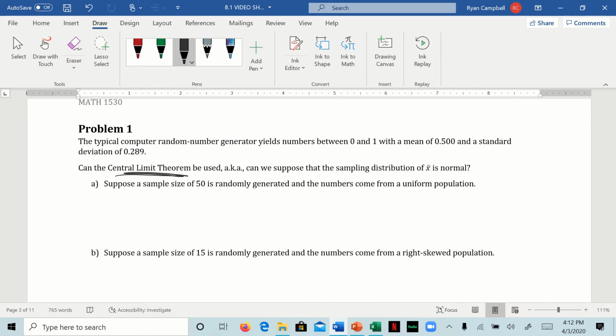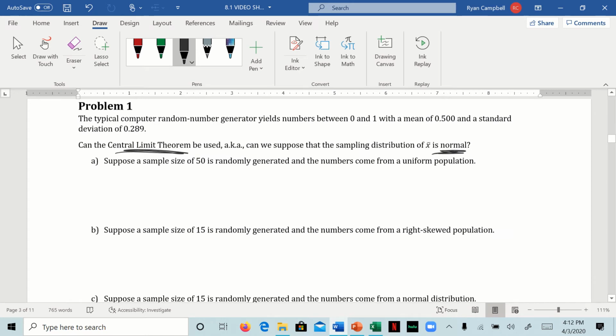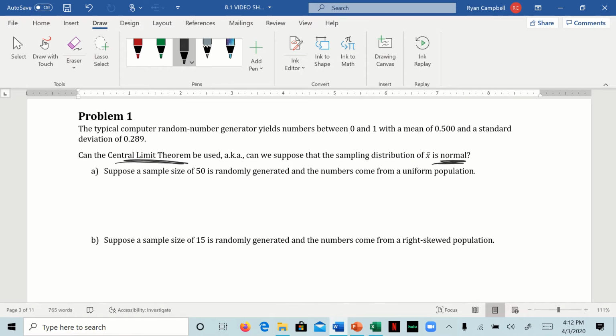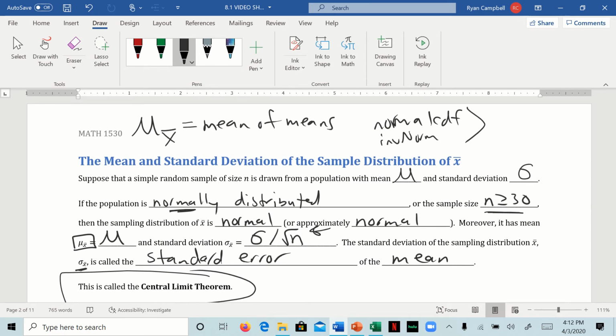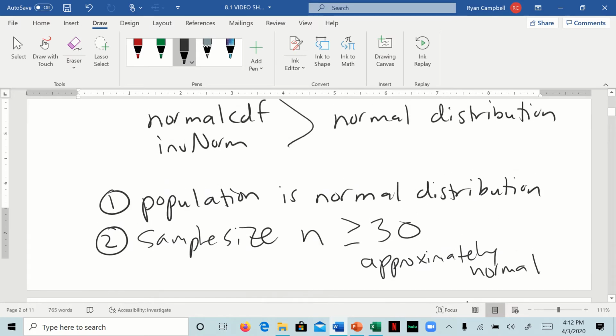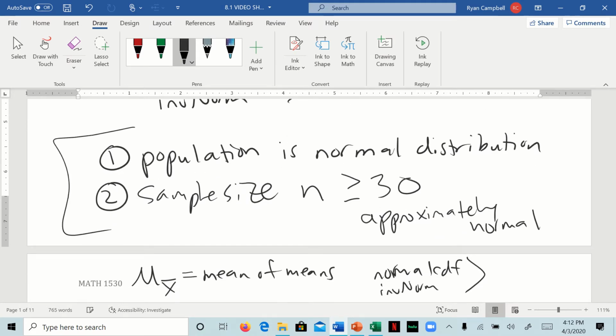Can we do normal CDF, right? AKA, can we suppose that the sampling distribution of the mean is normal? Can we assume it's normal? So suppose the sample size is 50 and the numbers come from a uniform distribution. So what were the two things we had to do to use the central limit theorem? Either the population has to be normal or the sample size has to be greater than or equal to 30, right? Those are how we know. It's one of these two has to be true.